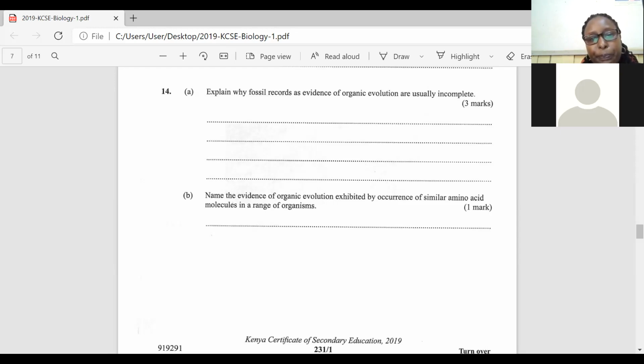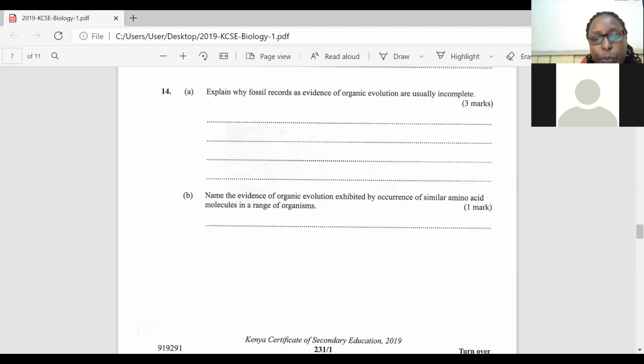There was also an error in the students answering such a question, where some students would go directly to giving the limitations of using the fossils, but that is quite a different one, limitations of using the fossils. The question is so complete from that, and we had that challenge.